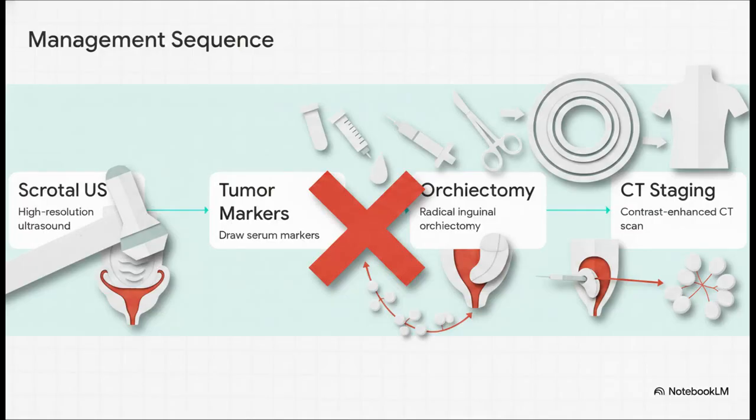This anatomical quirk dictates the incredibly strict protocol we have to follow when a mass is suspected. Start with a high-resolution scrotal ultrasound, which has near 100% sensitivity for confirming a solid mass. Next, you absolutely must draw serum tumor markers, like beta-HCG and alpha-fetoprotein, before doing any surgery.